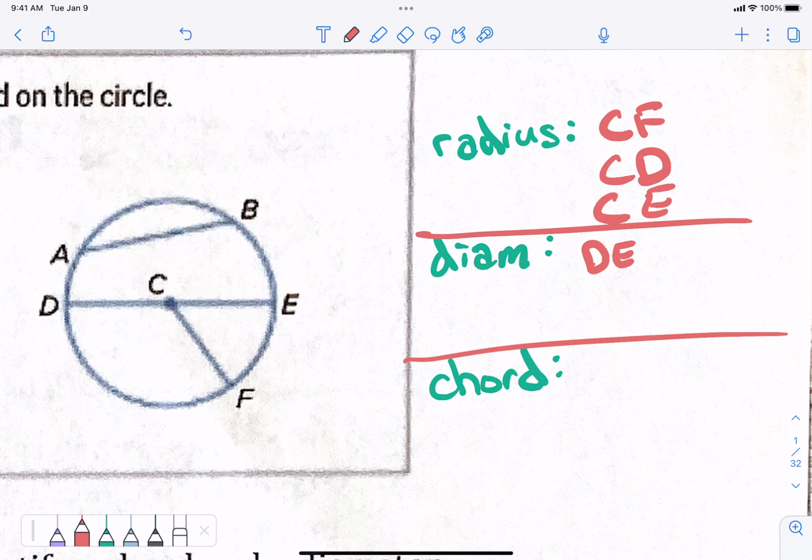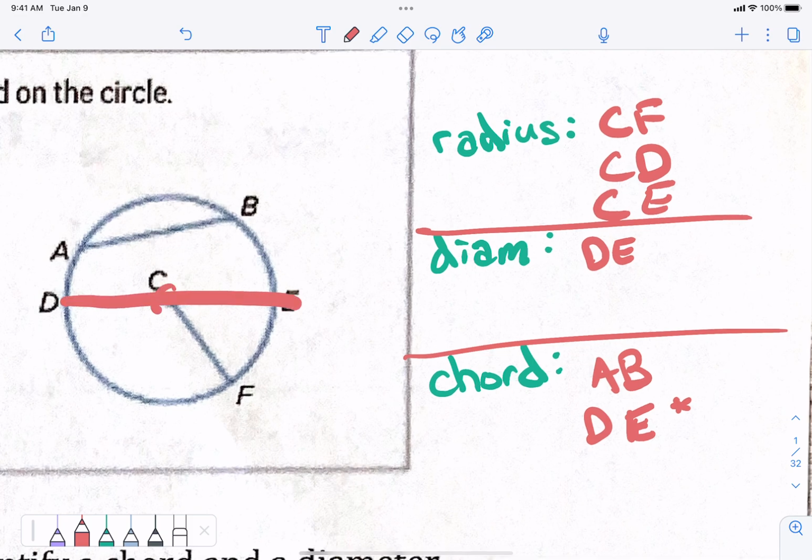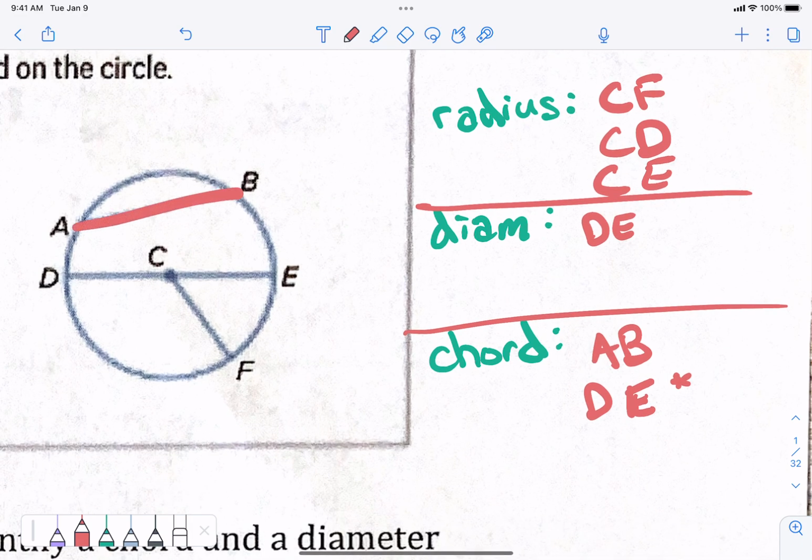Is the diameter a chord? Yes, technically. If it goes from one end of the circle to the other, it is technically a chord. So there are two chords there. AB is a chord, and DE is a chord. And I'm going to put a little star by DE because DE is a special type of chord, which is the diameter. The definition of a diameter is a chord that goes through the center, right? That's all that a diameter has to have, okay? The diameter is the longest distance from one end of the circle to the other, versus a regular chord, which is just part of that.